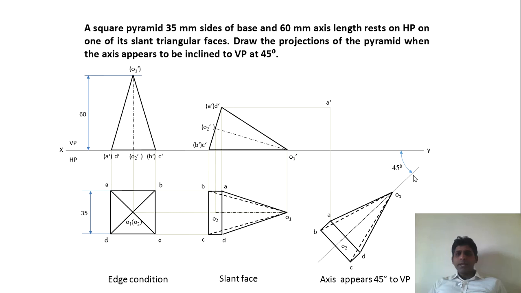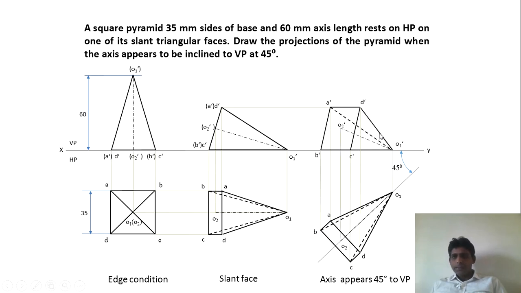Next is the final step to get the final front view. We have to take all the projectors from all the points. So the vertical projectors and the horizontal projectors, wherever they meet, the intersection of those two projectors will be the location of the points. So one by one, take all the points from B here and from B here. This will of course lie on the XY line. C from here, C from here, D from here and D from here, and take all the projectors and join the boundary lines.